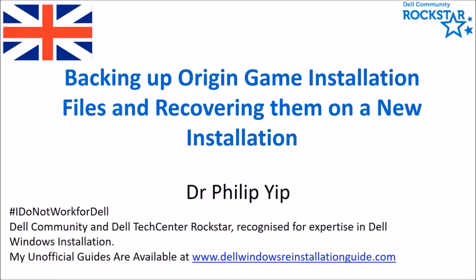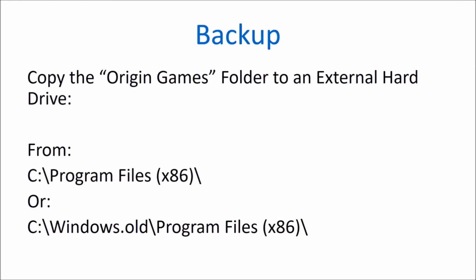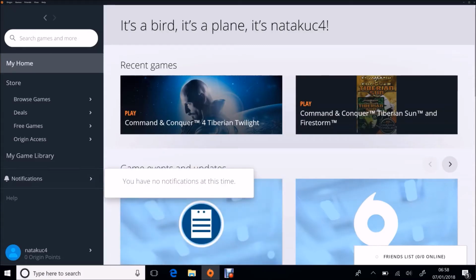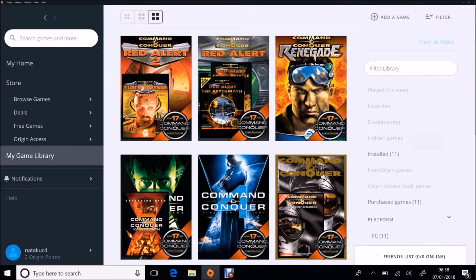I'm going to go through the backup of Origin game installation files and recovery of them on a new Windows installation. So the first thing we need to do is back up the Origin games folder, and this is found in C program files x86, or if you've got a Windows.old folder, it'll be found in C Windows.old program files x86. So let's open up Origin and select My Game Library.